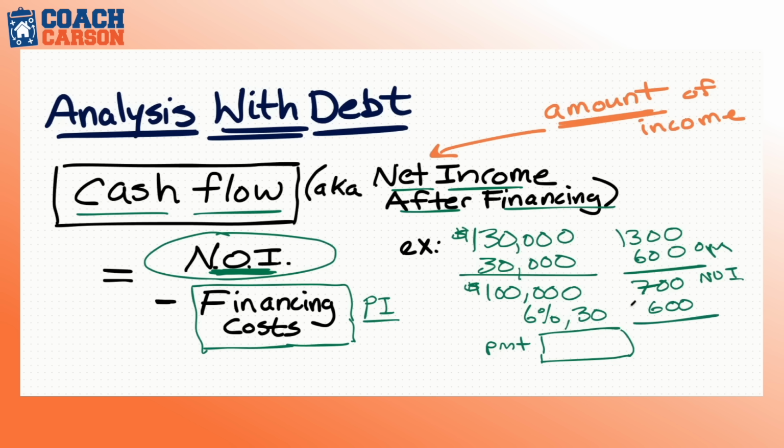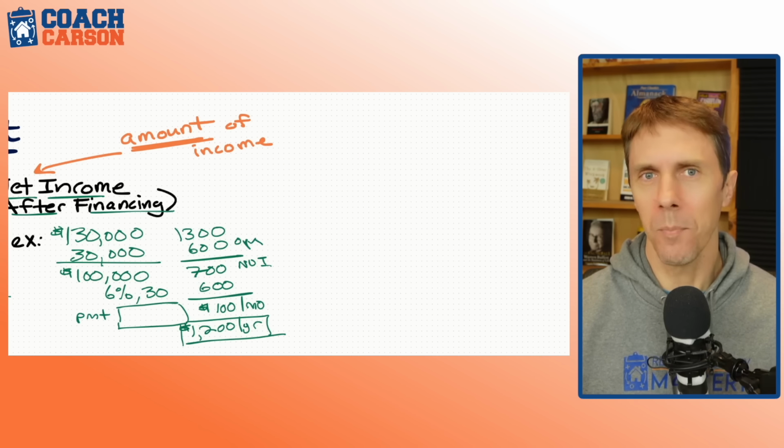So if you subtract our financing costs from our NOI, we get $100 per month of cash flow, or on a yearly basis, that's $1,200. Let's do one more example just to help this sink in.